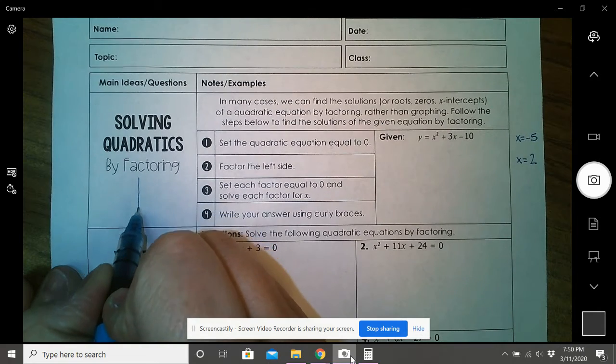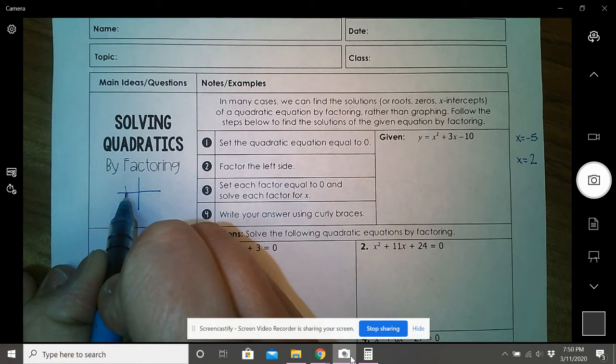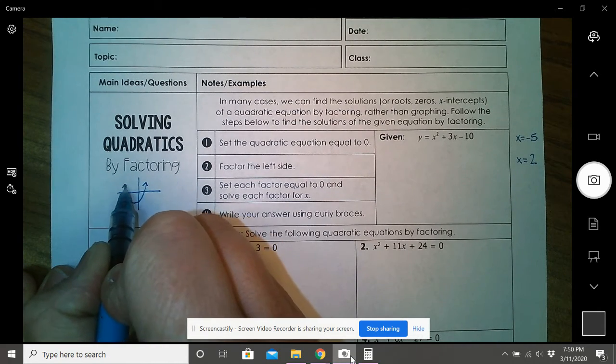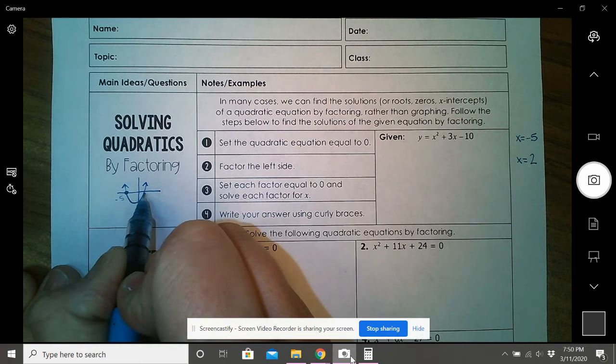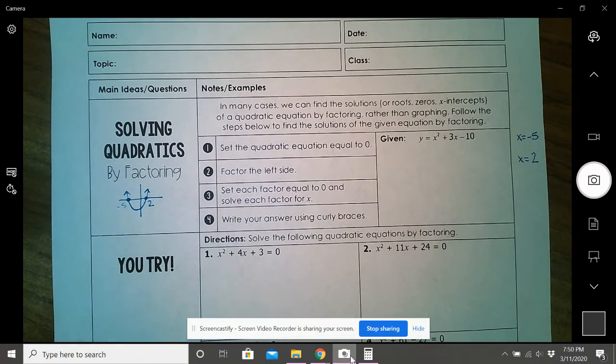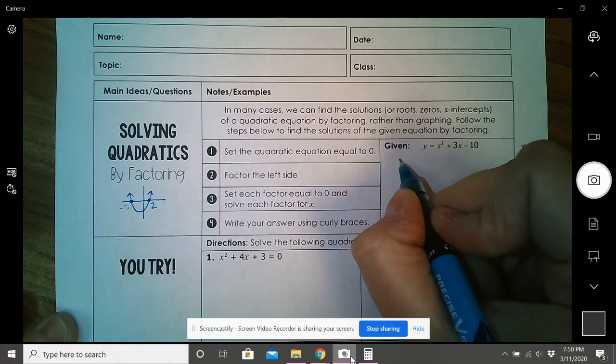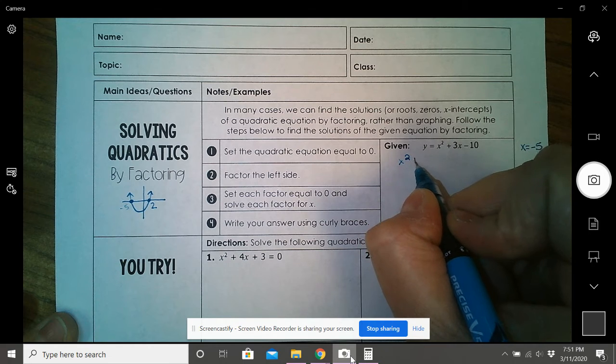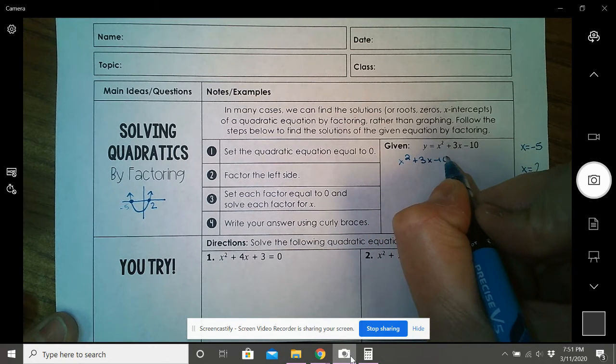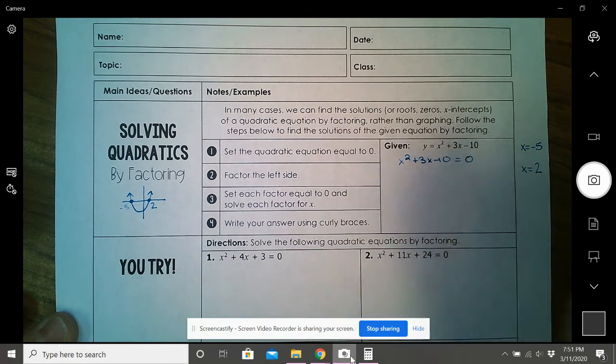Maybe I'll draw a little. We had a parabola like so, and it hit at negative 5 and it hit at positive 2. Okay? All right, so to make the function something that can be solved, you have to get rid of the y equals and swap it out for an equals 0. So I'm going to do that first. Take off that y equals and set this equation equal to 0.